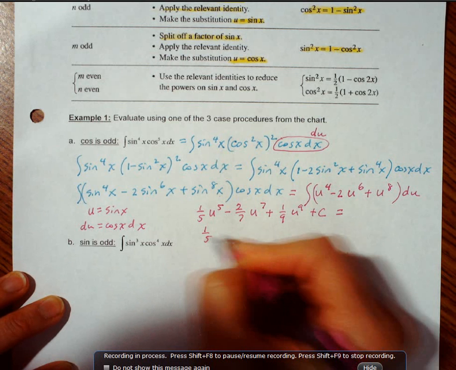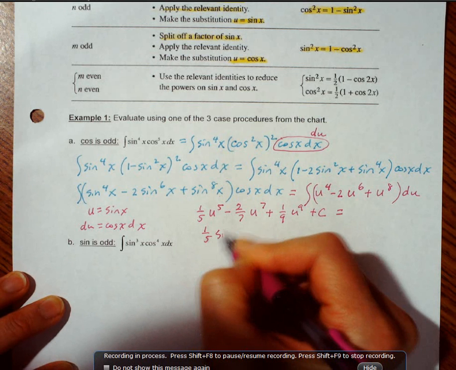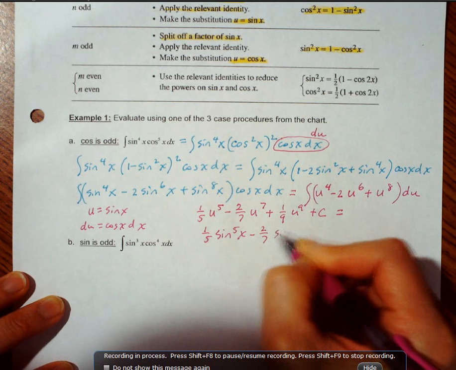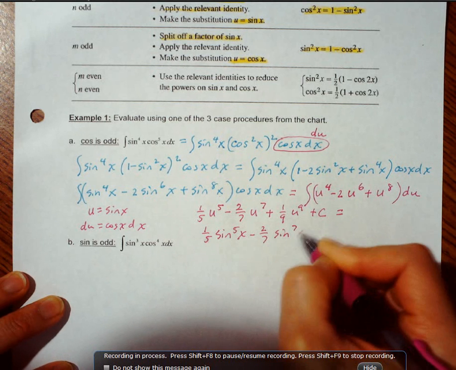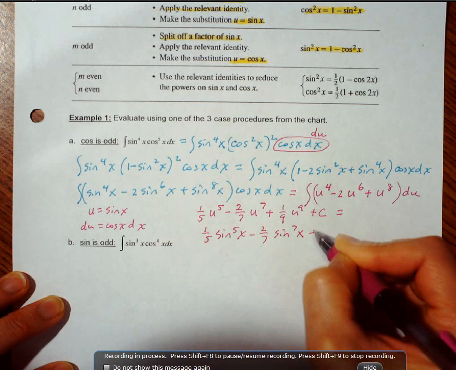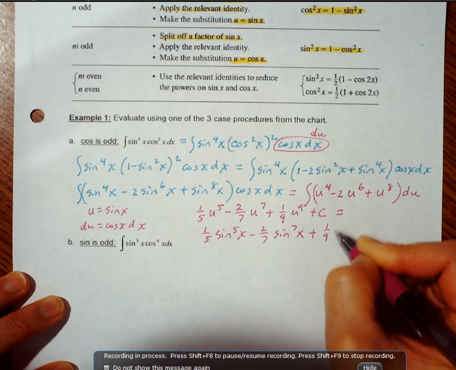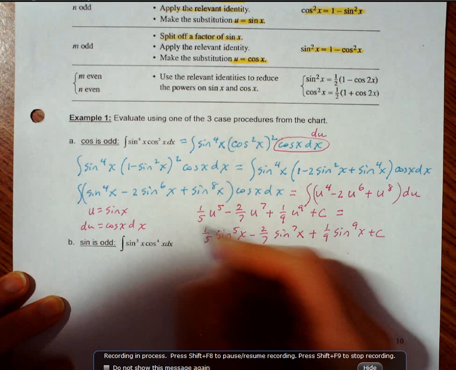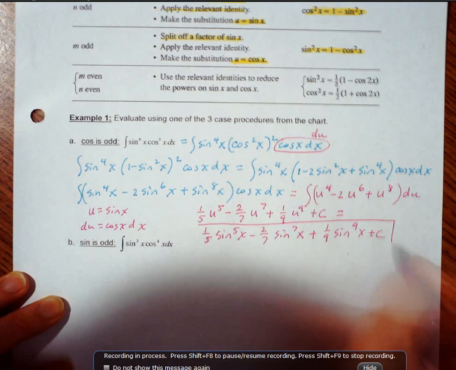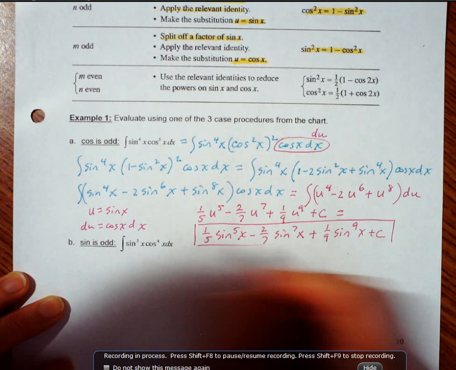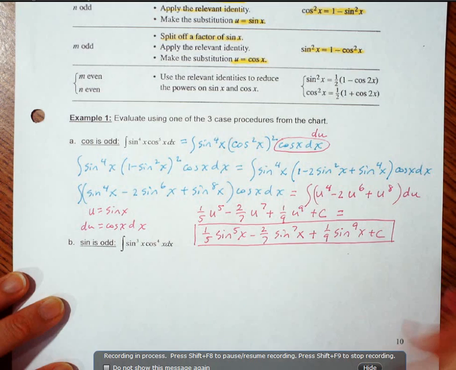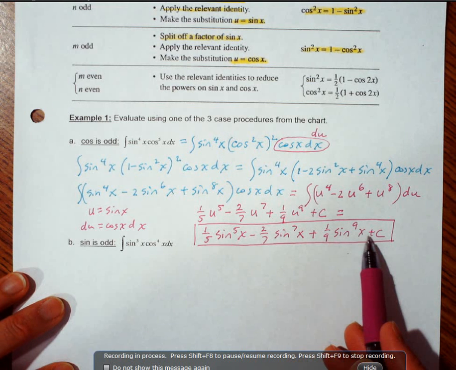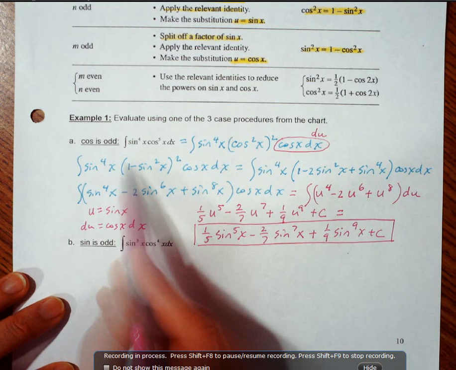1/5 sine to the 5th x minus 2/7 sine to the 7th x plus 1/9 sine to the 9th x plus c. And you can always check that this is the right answer by taking the derivative, and you should get back to this integrand.